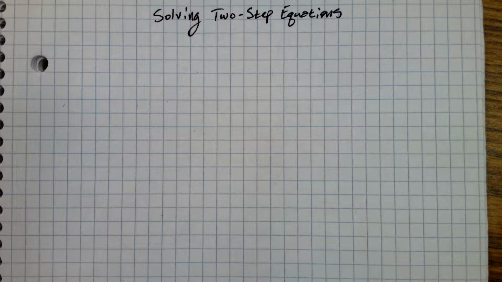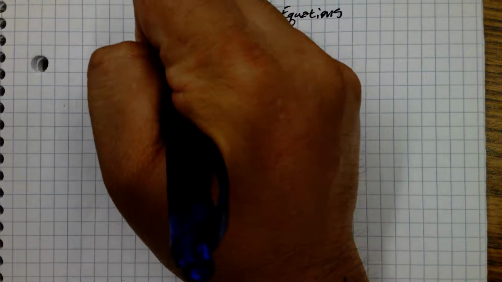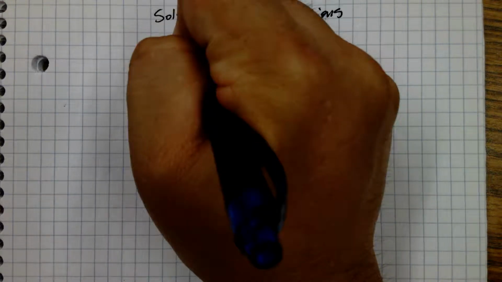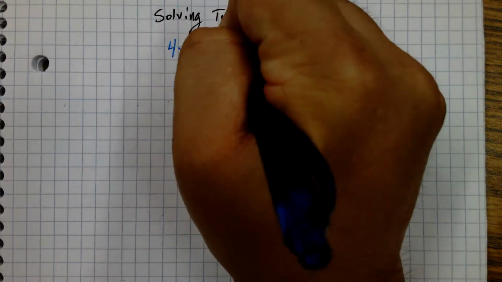Okay, so today we're going to be solving two-step equations. In order to solve two-step equations, we need to recognize two numbers. So I'm going to write down an equation, and we're going to identify what the numbers represent. Okay, so let's do 4x take away 8 equals 24.